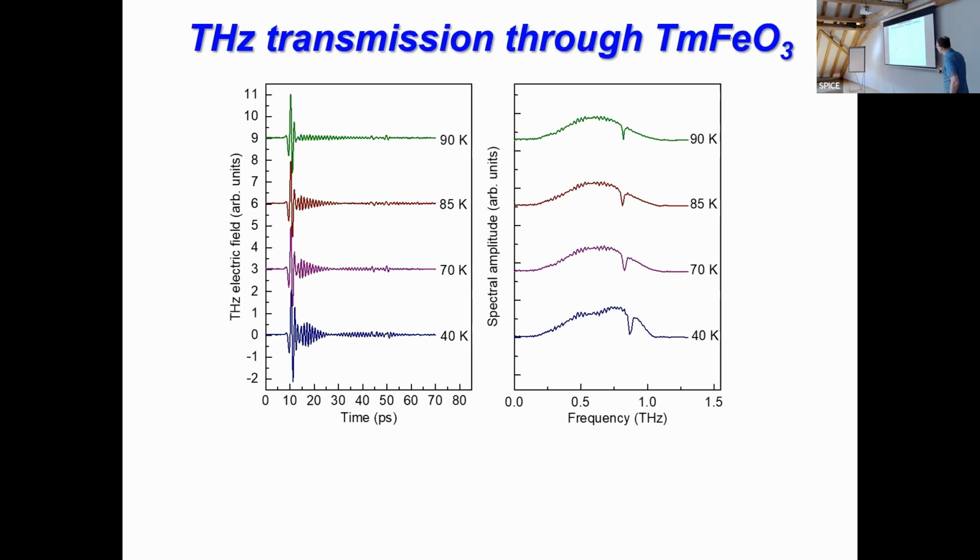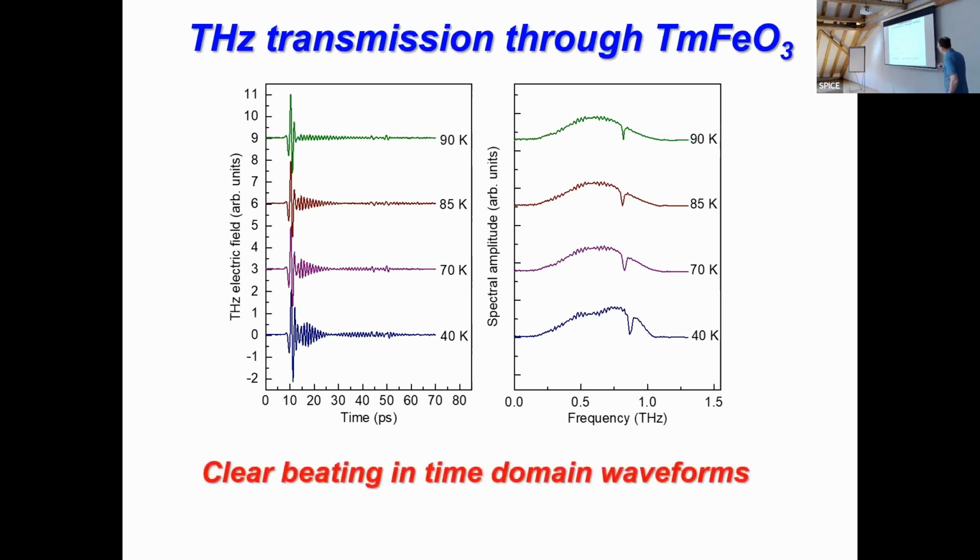Here are the signals in the time domain. On this panel, you can see the corresponding spectra. This dip corresponds to the frequency of the antiferromagnetic mode. That is expected and not surprising. But if you look carefully into the time domain signals, there is a clear beating instead of the expected just exponential free-induction-like decay signals.